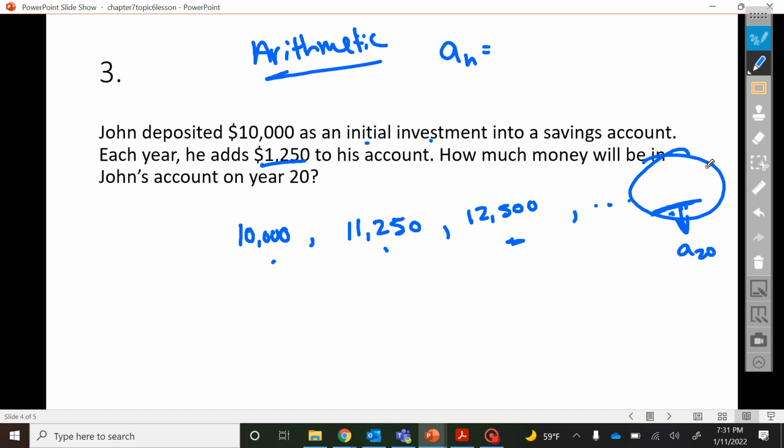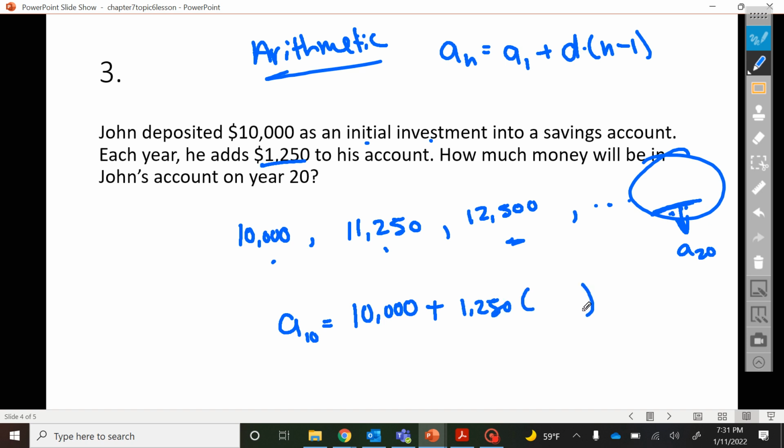So the nth term is the first term plus the difference multiplied by n minus 1. In this case, the 10th term is equal to the first term, 10,000, plus the difference, 1,250, multiplied by 1 less than the term number, which is 9. Okay, plug this into the calculator: 1,250 times 9, and then add 10,000 to that. So 21,250 is how much he would have.